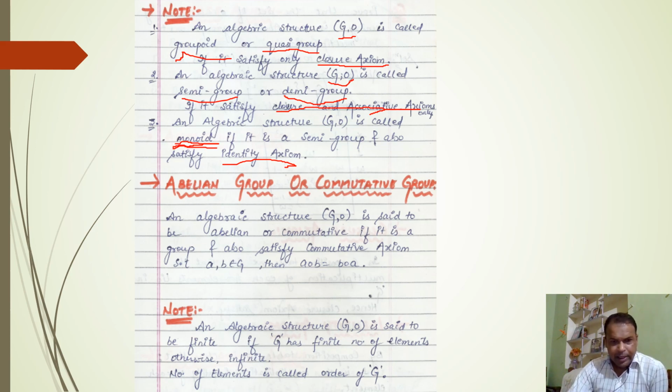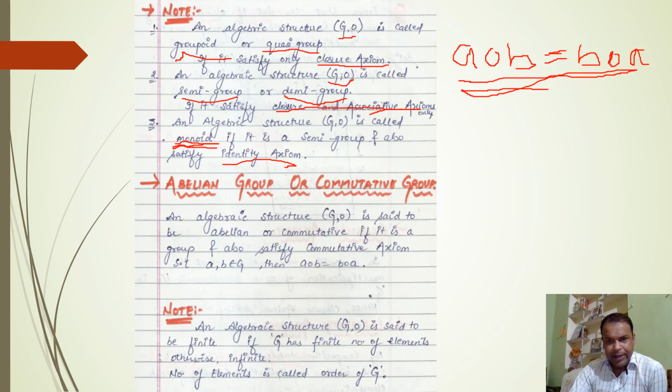Now there is one more property, which is the commutative property. The commutative property states that if you operate A with B, or you operate B with A, and in both situations you get the same result, then this is known as the commutative property. If a group also satisfies the commutative axiom, then it is known as an abelian group or commutative group.